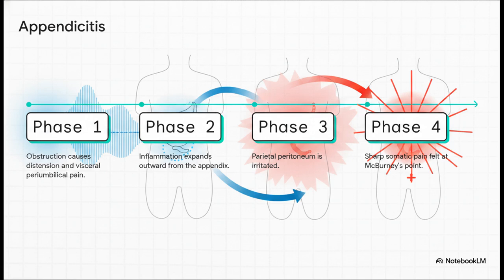But as the inflammation physically expands outward and eventually touches the abdominal wall, a totally different sensory pathway fires up. That's our red-coded somatic pain. Boom! Now the patient feels a sharp, well-localized pain exactly where the appendix actually sits. The pain didn't move. The inflammation just expanded into a new sensory territory.